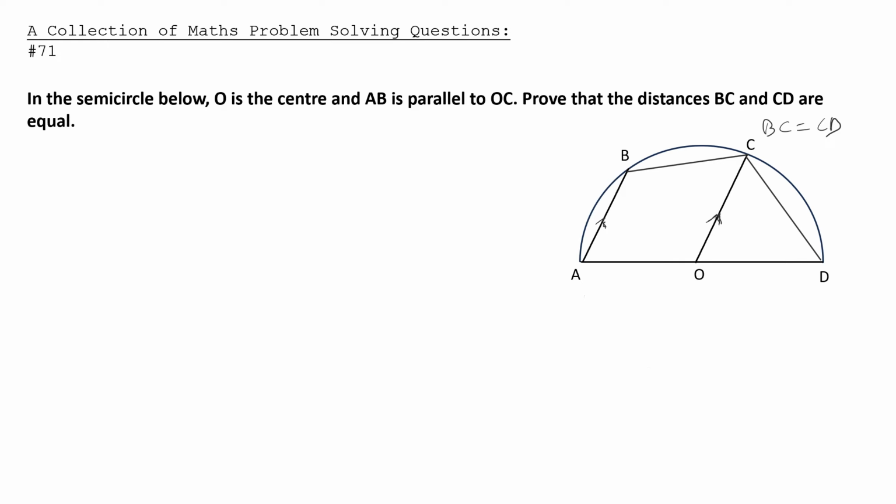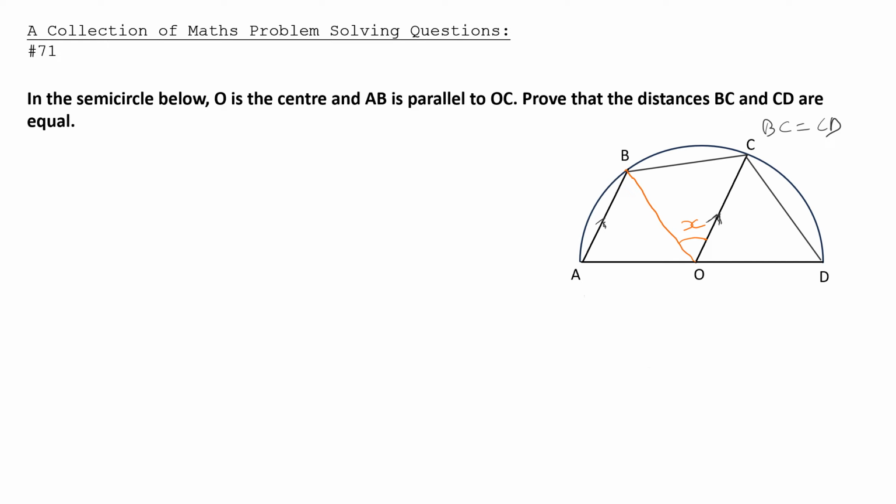So if I can join OB, so all we have to do to prove BC equals CD, we have to prove that triangle BCO is congruent to triangle COD. So then BC would be equal to CD. So to do that, to prove the congruency, we will assume that angle BOC equals X.